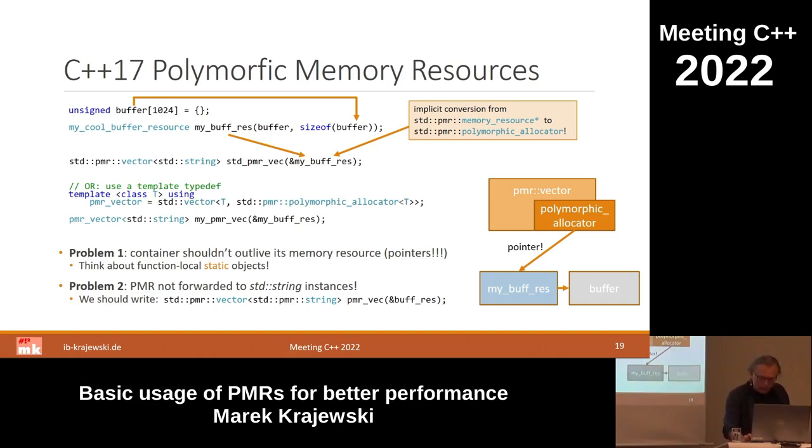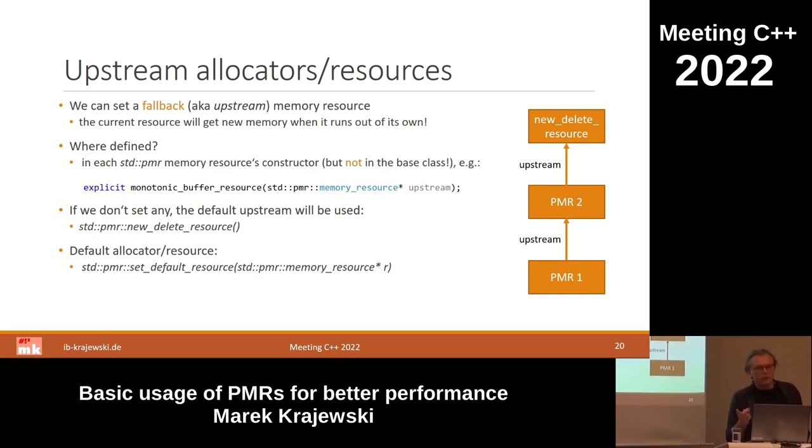So, what happens if the memory we gave to the PMR is exhausted? We can set an upstream PMR for our base PMR, and if this memory also gets exhausted, then the default memory resource will be used, which is the new delete resource. New delete resource will fall back to the global new and delete operators. And of course, we can change that. We can set a new global default resource.